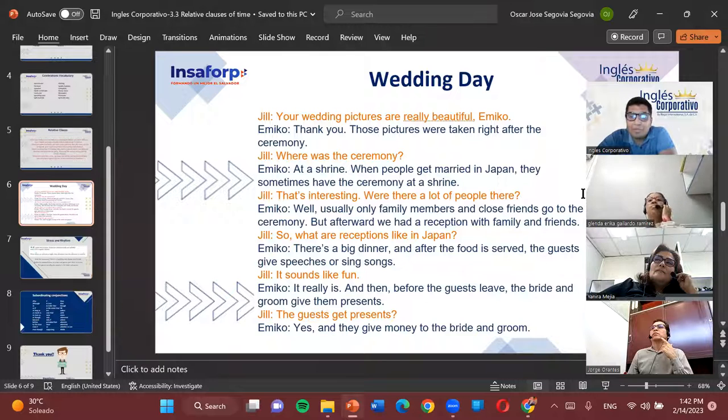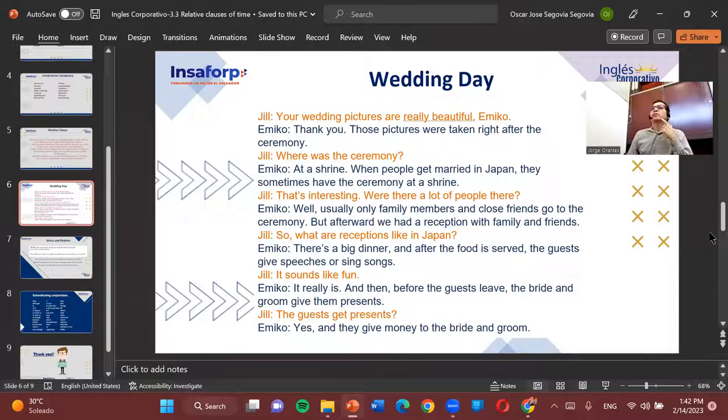Whenever you guys feel ready, you may start. Your wedding pictures are really beautiful, Emiko. Thank you. Those pictures were taken right after the ceremony. Where was this ceremony? At a shrine. When people get married in Japan, they sometimes have the ceremony at a shrine. That's interesting. Were there a lot of people there? Well, usually only family members and close friends go to the ceremony, but afterward, we had a reception with family and friends. So what are receptions like in Japan?